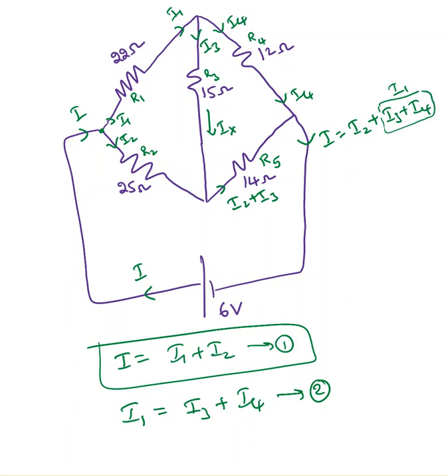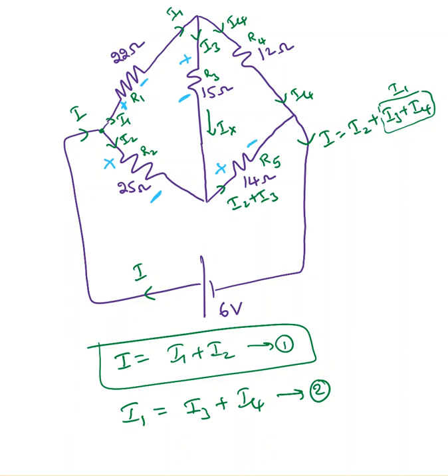Now, based on your current direction, as I told you, when you're applying KVL and KCL, especially when you're applying KVL, we have to assign the positive and negative signs. So here my I1 is entering here, so this is positive, negative. I3 is entering there, positive, negative. I2 is entering, positive, negative. I2 plus I3 is entering, positive, negative.